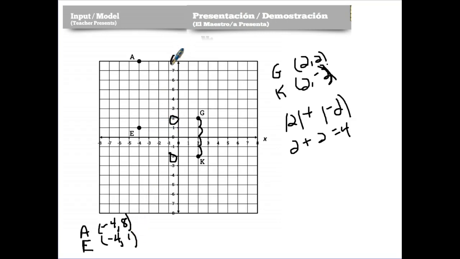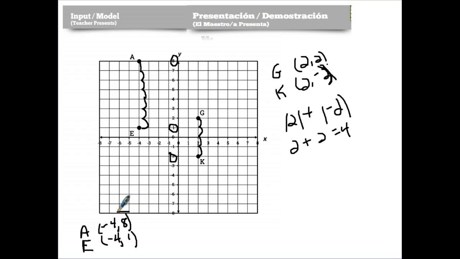So I want to find the distance from the y coordinate at 8 and the y coordinate at 1. Let me take out this other number. And I want to find the distance between these 2 points. Well, one way that I can find it, just like I did here, is counting. So I'm going to start at A and I'm going to count down to E. Okay, there's 1, 2, 3, 4, 5, 6, 7. There's a distance of 7 spaces.